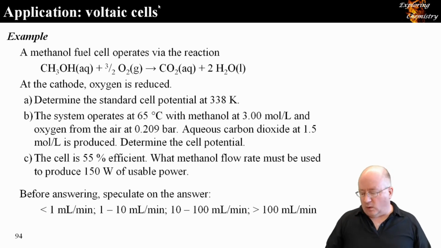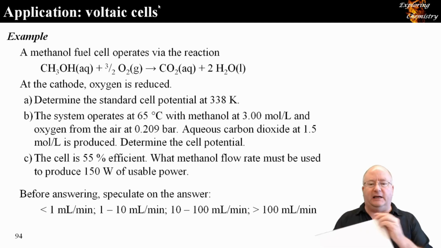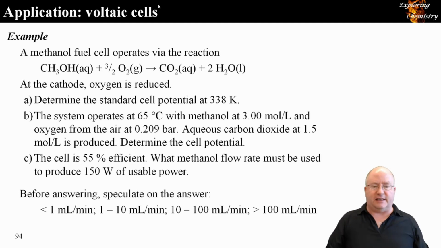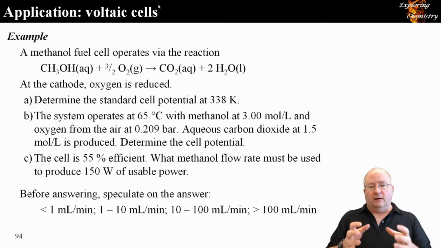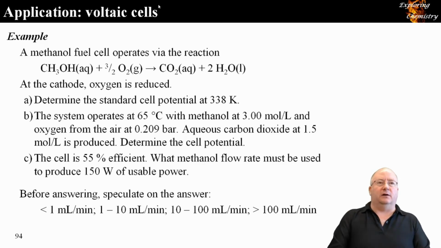The answer to part A was 1.17 volts. The answer to part B under the non-standard conditions is 1.162 volts. So it doesn't change much, but there is a slight change. Part C is to determine what methanol flow rate must be used to produce 150 watts of usable power, given that the cell is 55% efficient. Well, 150 watts is a unit of energy, and to convert that back to something that we can work with, power equals volts times current, P equals VI.